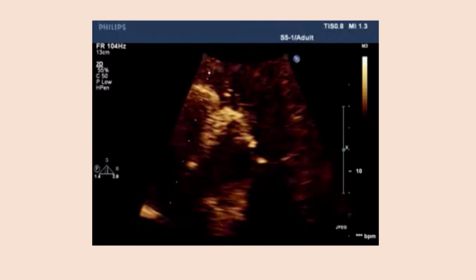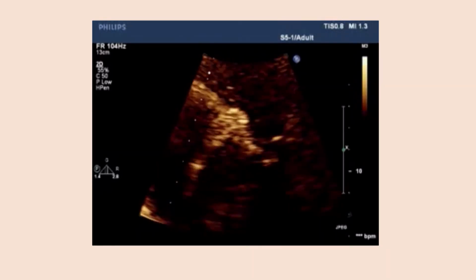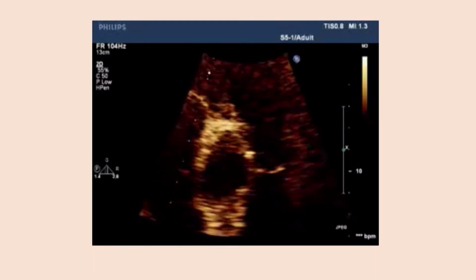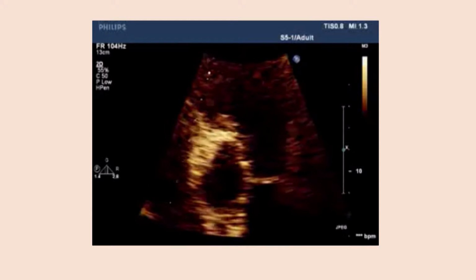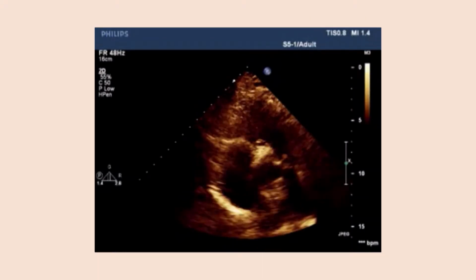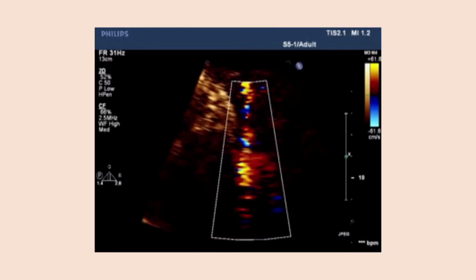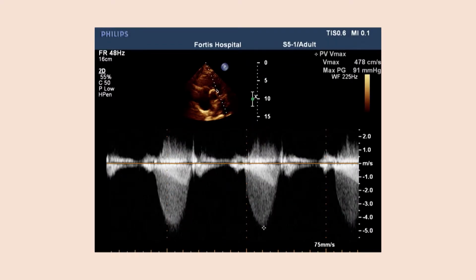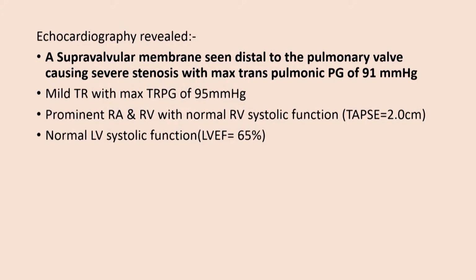And here we can see there is something very close to the pulmonary valve, just distal to it. You can see some membranous structure just distal to the pulmonary valve, and the gradient was about 91. Significant RV obstruction was there. And of course, I reported it as supravalvular pulmonary stenosis, with a supravalvular membrane causing significant obstruction.